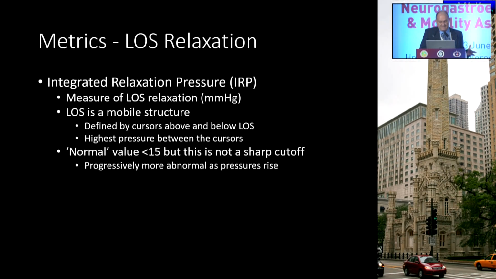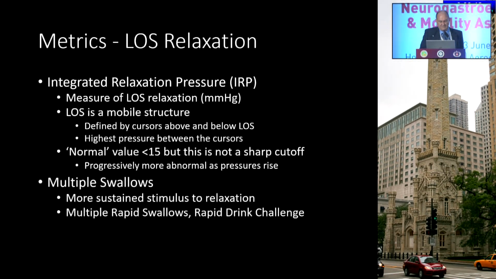And there are a variety of normal values which depend on position and recording system, but the most commonly quoted is 15. But again, we have to remember that this isn't a sharp cutoff. It becomes progressively more abnormal as pressures rise, and we certainly recognise there are patients who clearly have achalasia who have a pressure less than 15, and we have to always be aware of artefacts.